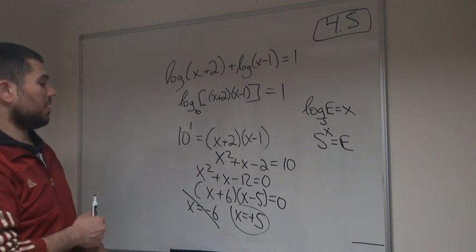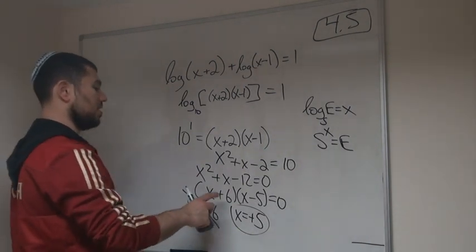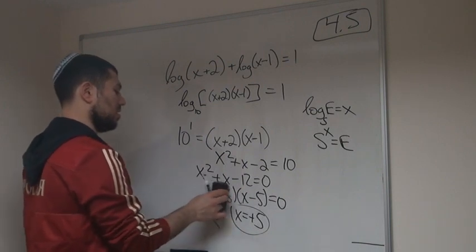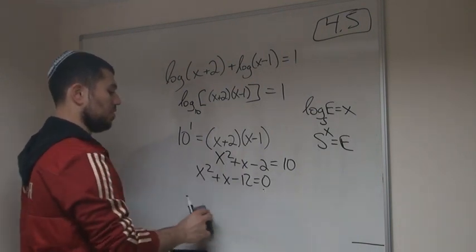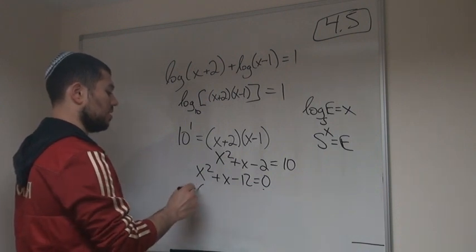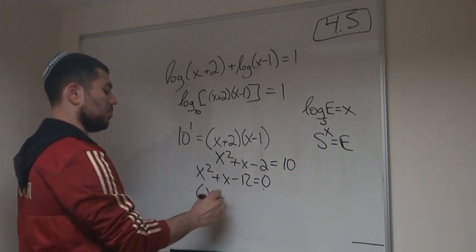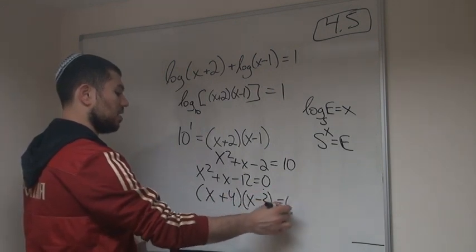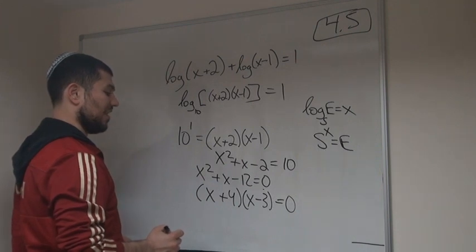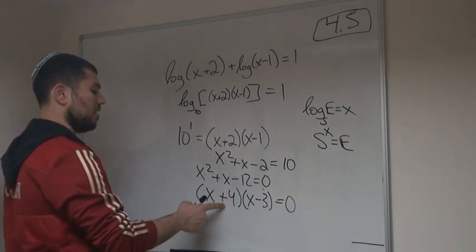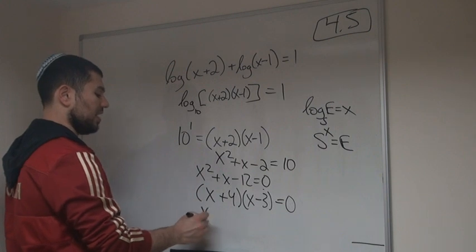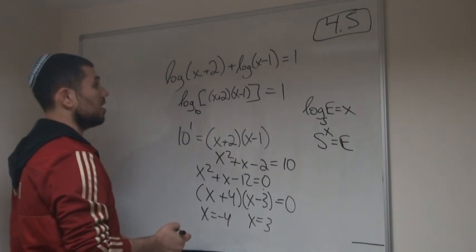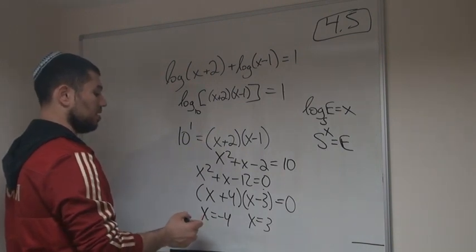Let me just check. No, I did something wrong. Sorry guys, backtrack. When you factor 12, it's not 6 and 5. It's 4 and 3. x plus 4, x minus 3. So here I get x is negative 4 and x is positive 3. And that makes more sense.